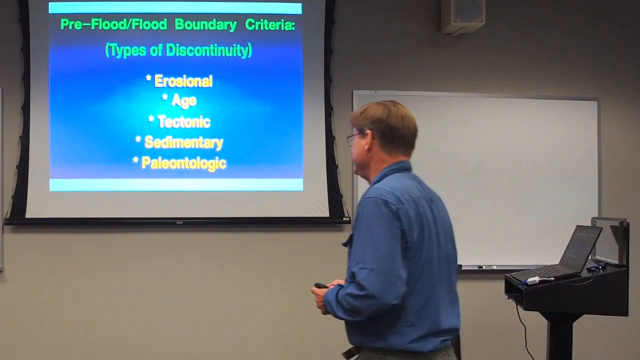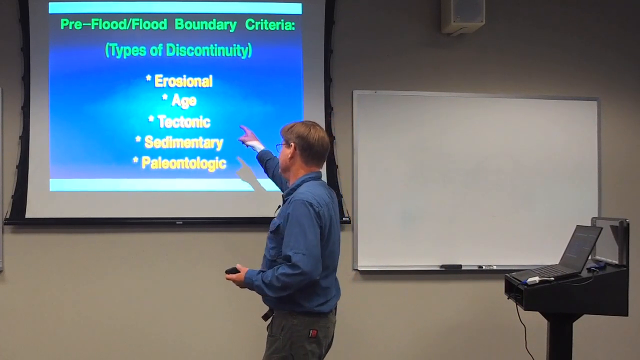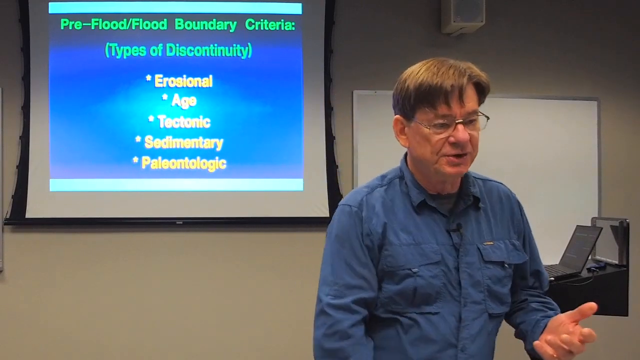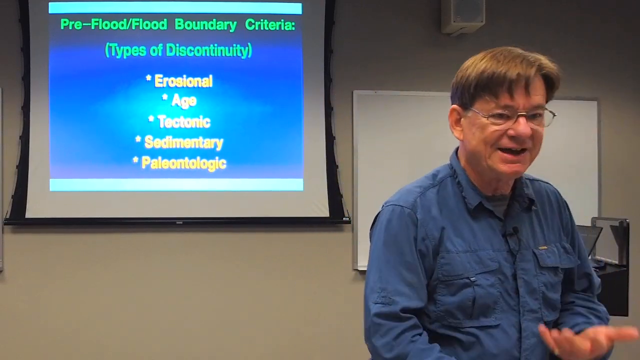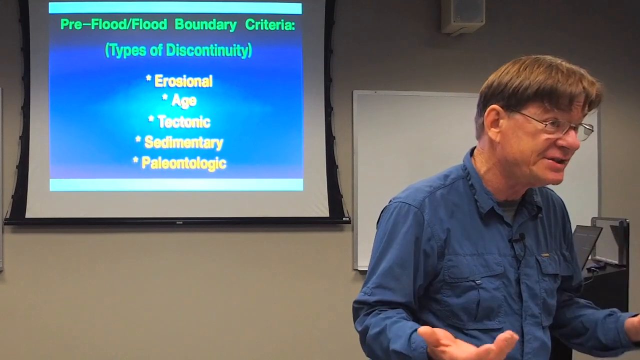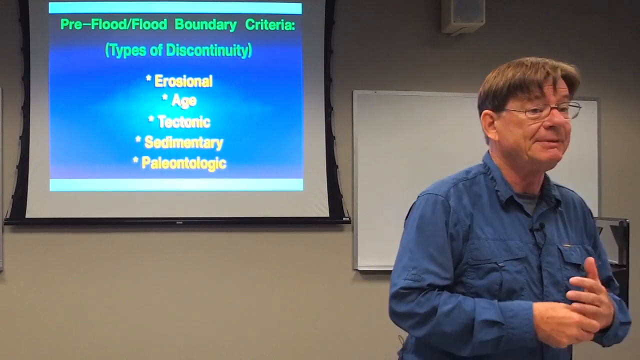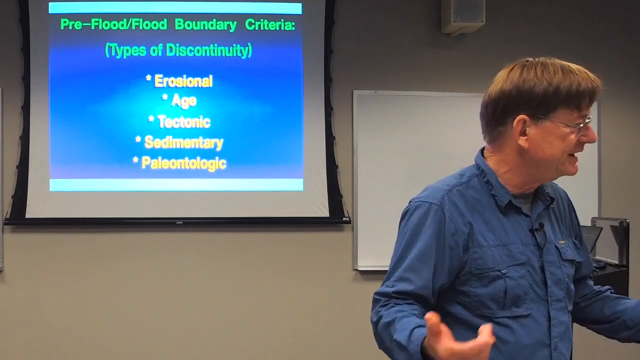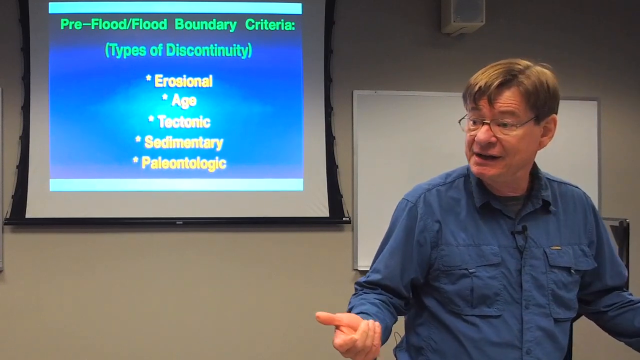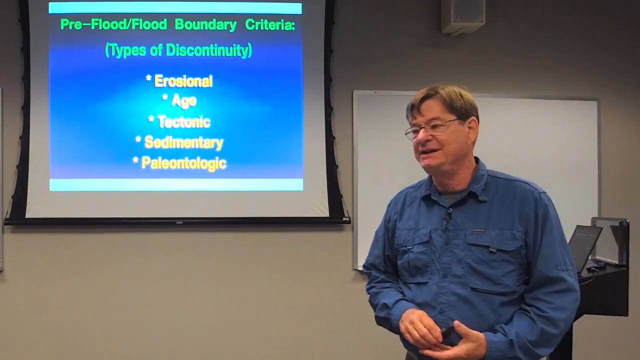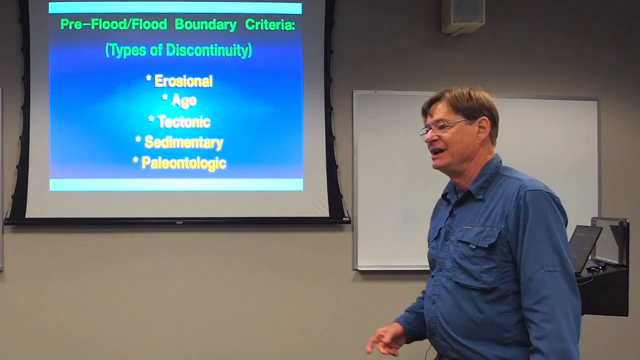That's the idea of an age discontinuity. And then tectonic discontinuity. Not only would there be erosion, but there might be tectonics associated with the beginning of the flood. Why? Because Genesis 7:11 says all the fountains of the great deep were broken up in one day. Okay, and so the beginning of the flood is marked by a colossal tectonic event.